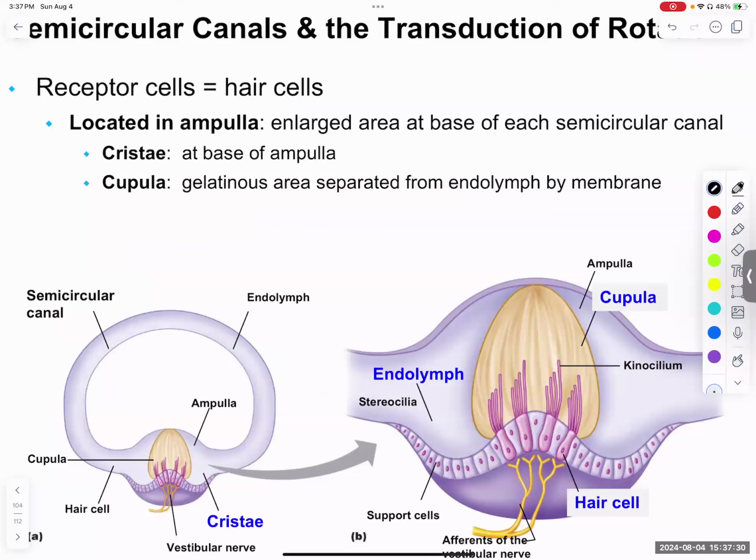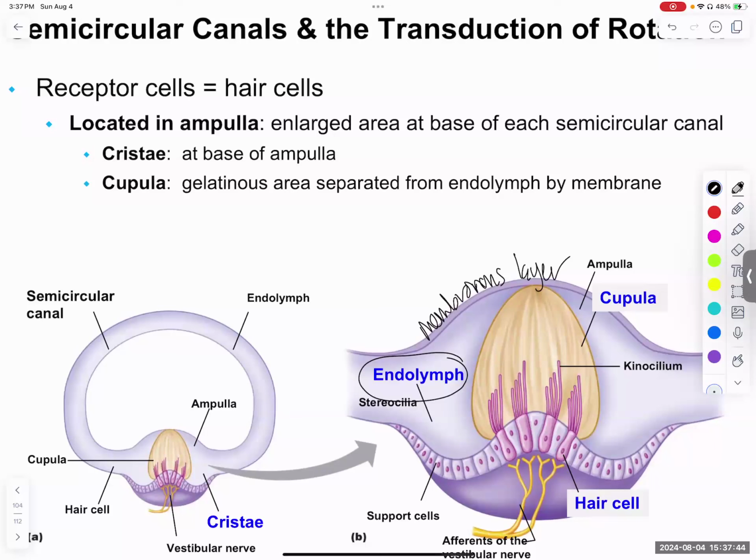And so again, you have fluid in here, and this is inside the membranous labyrinth. You have endolymph in there, and then you have what's called the cupula, and inside you have the little hair receptors here. And again, they're mechanically gated, and it's just going to depend on whether the fluid is pushing the hair receptors that way versus pushing the hair receptors that way.